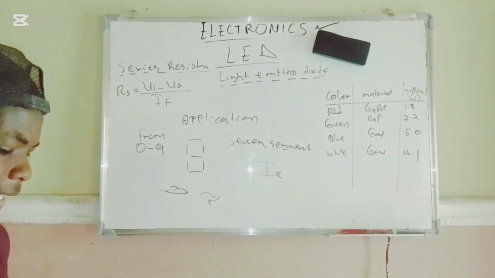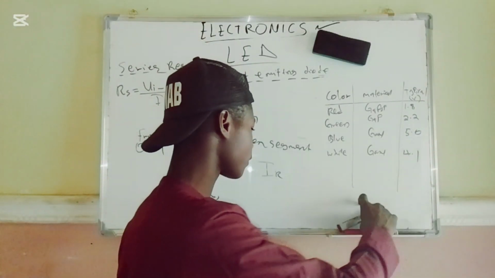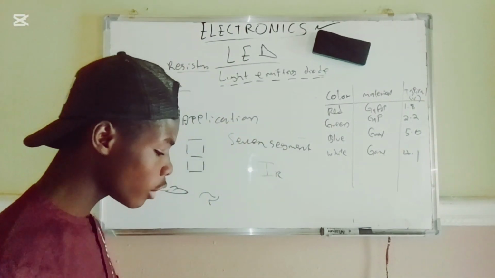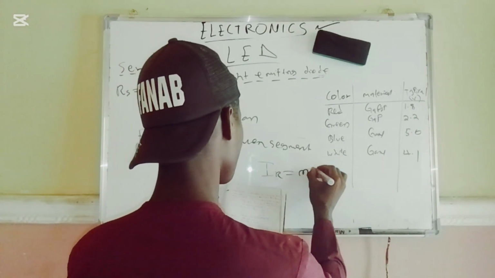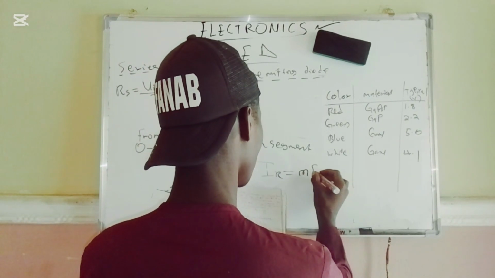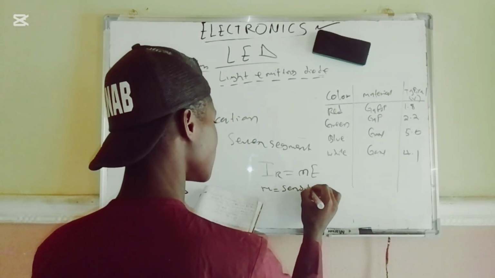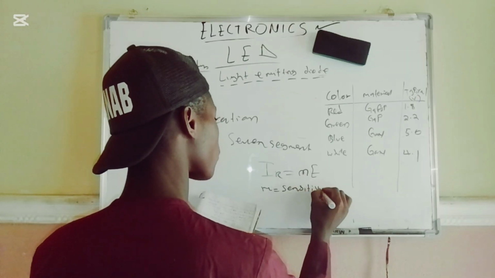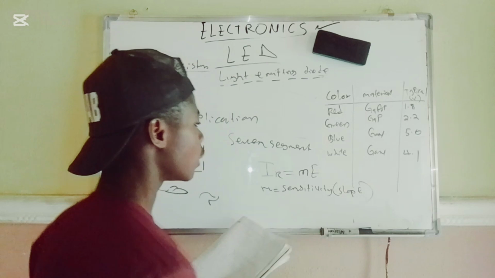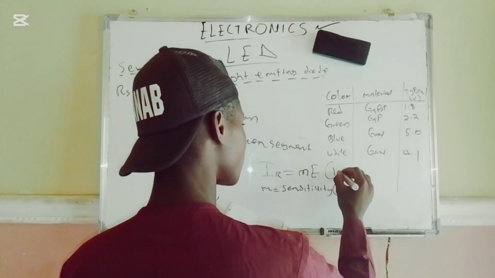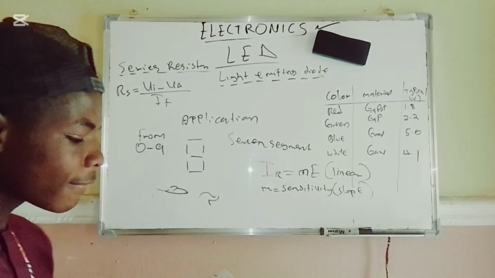The value of IR current, when we say dark current, means that there is no light. Its formula says that IR is equal to M times the electric field, where M stands for sensitivity, and IR is linear.